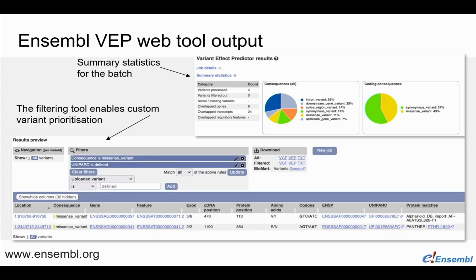For this, we'll also provide summary statistics. So if you provided a large batch of variants all at once, we'll provide statistics over that batch. And then we'll also provide filtering. So if you're looking for particular missense variations, for example, you can filter through a very large number of variants and find the ones that you're very much interested in.